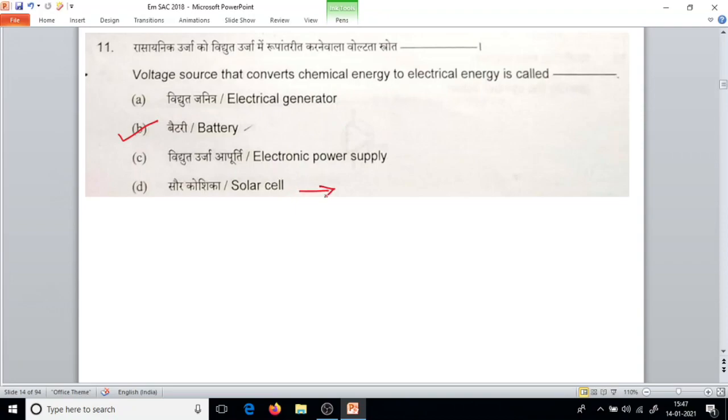The solar cell, what does it give out, AC or DC? It gives out DC. I don't remember the voltage now, I think it's near 10 volt. Okay, it gives out DC voltage.